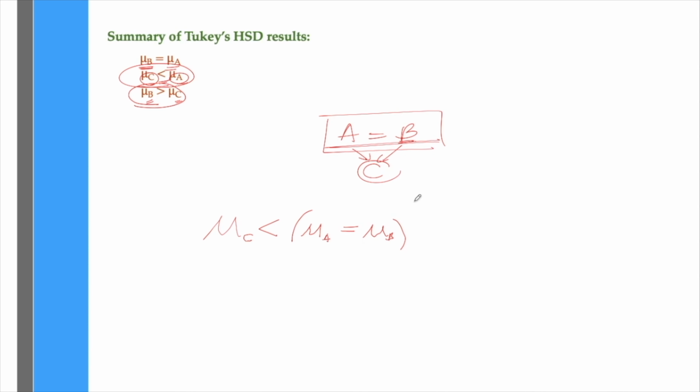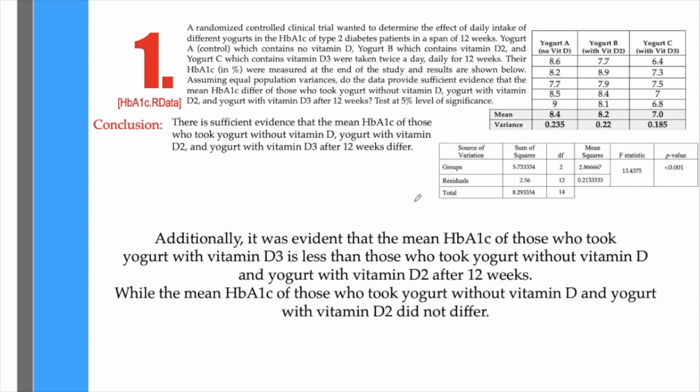So our conclusion here is that it was evident that the mean HbA1c of those who took yogurt with vitamin D3, that is yogurt C, is less than those who took yogurt without vitamin D, that is yogurt A, and yogurt with vitamin D2, that is yogurt B, after 12 weeks. While the mean HbA1c of those who took yogurt without vitamin D, that is yogurt A, and yogurt with vitamin D2, which is yogurt B, did not differ.